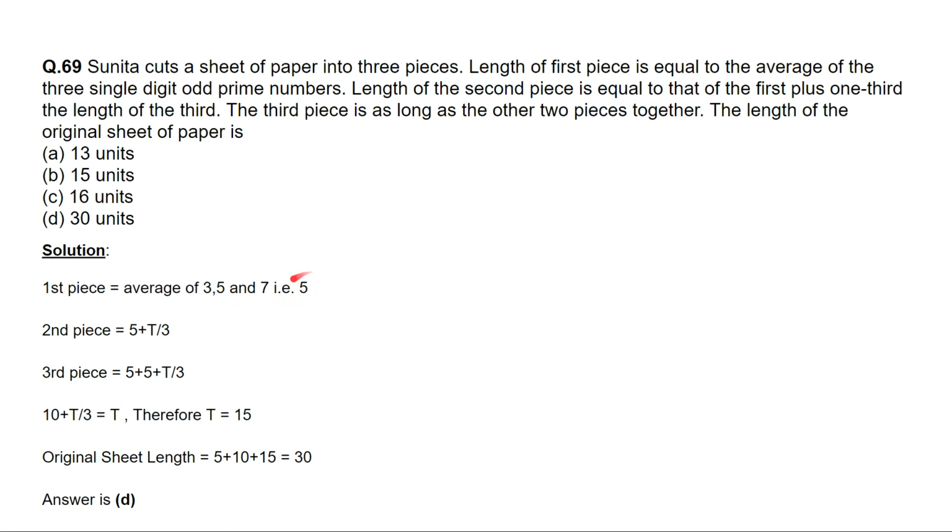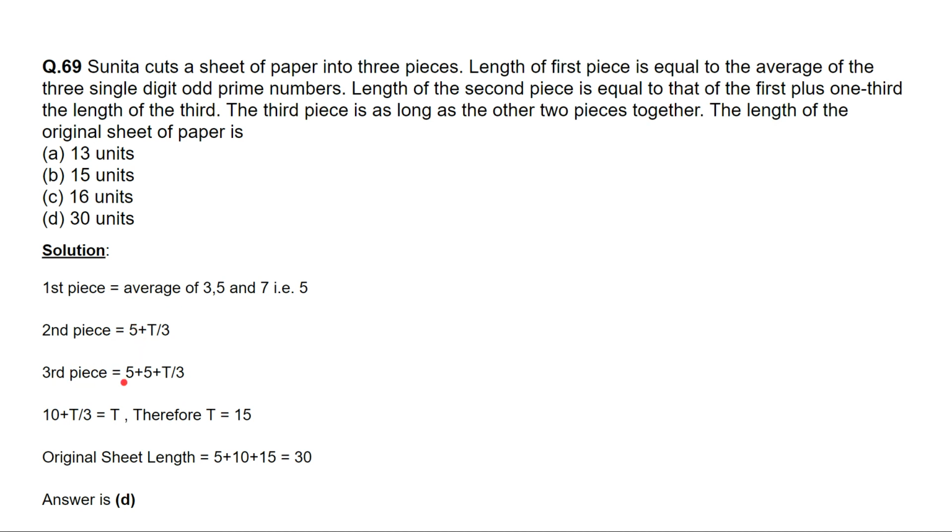Okay, so what it says, Sunita cuts a sheet of paper into three different pieces. So the first piece is the average of the single odd prime numbers. So the single odd prime numbers are 3, 5, and 7. Their average is going to be 5. The second piece is equal to the first piece plus one third length of the third piece.